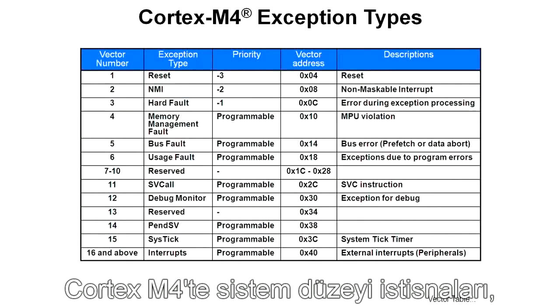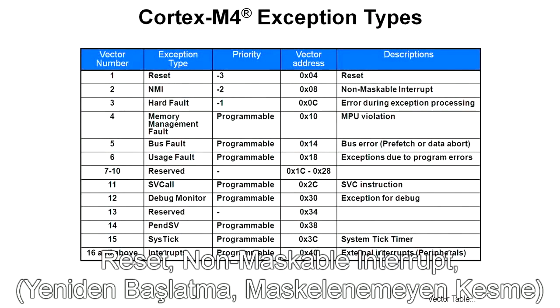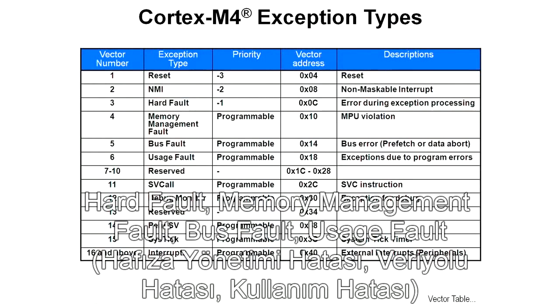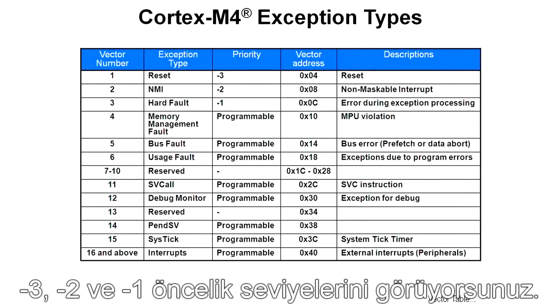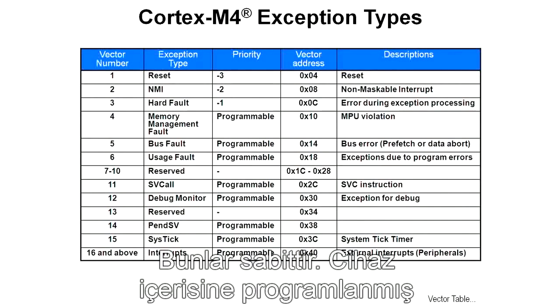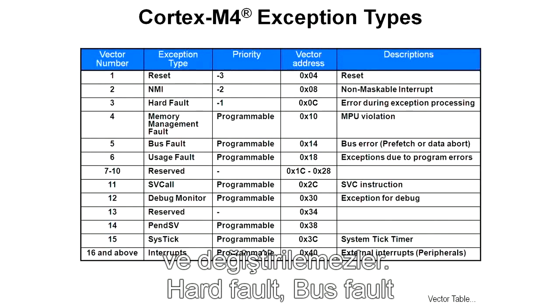System-level exception types on the Cortex M4 include reset, the non-maskable interrupt, hard fault, memory management fault, bus faults, usage faults, and you can see the rest down here. You can see the priority levels of -3, -2, and -1. Those are programmed into the device and cannot be changed.